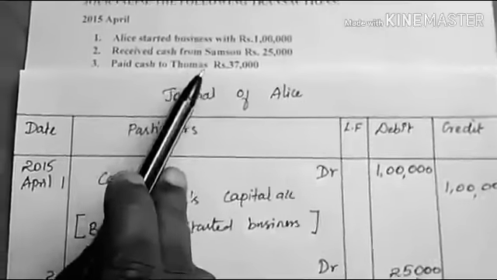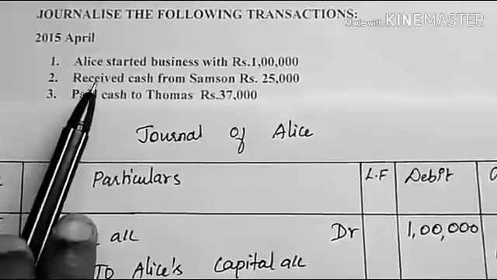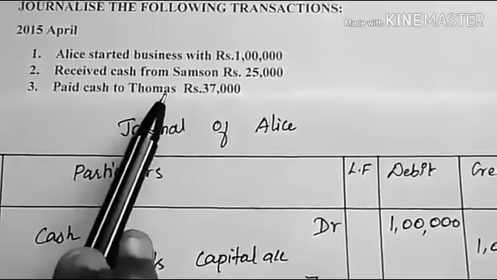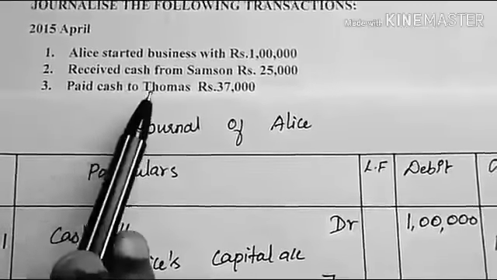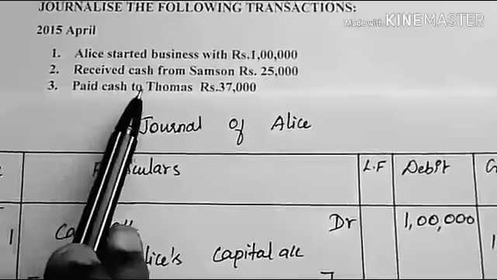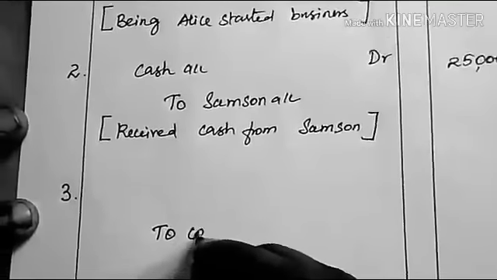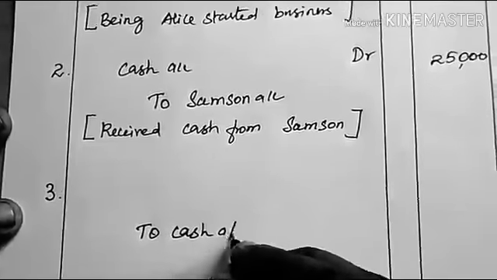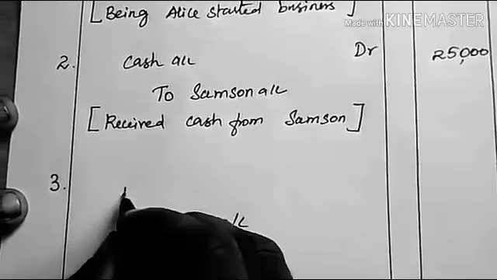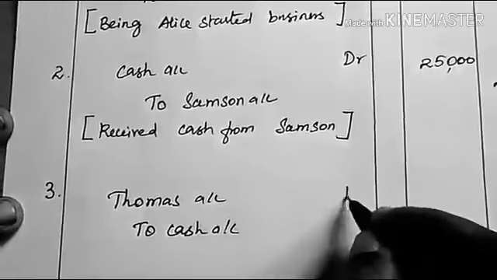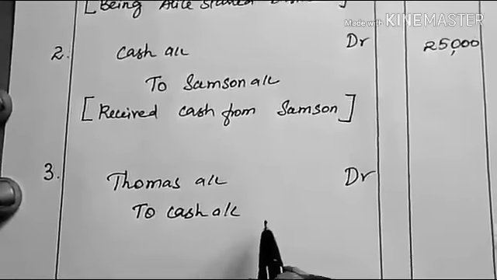Then third transaction. What is the third transaction? Paid cash to Thomas. The previous transaction is received cash from Samson. Here, paid cash to Thomas. See, when you pay cash to Thomas, cash goes out. So just write cash credit side to cash. So automatically debit will be Thomas. Thomas account debit to cash account.